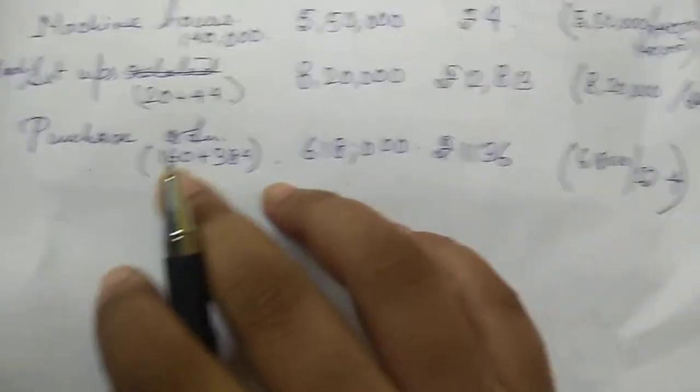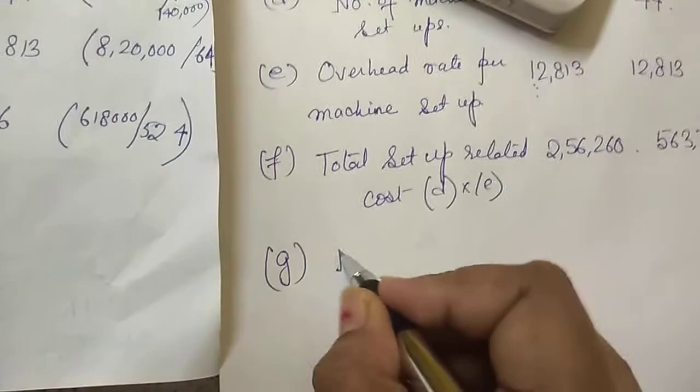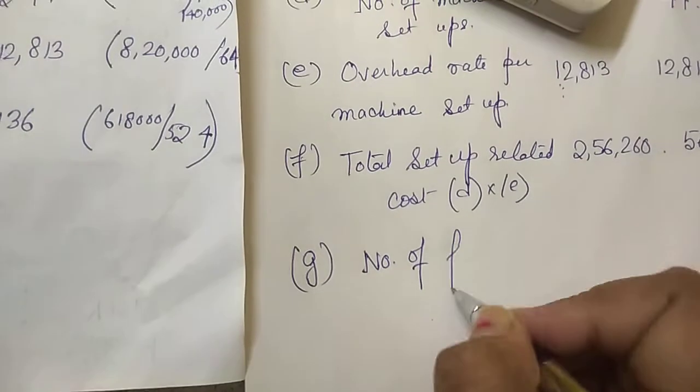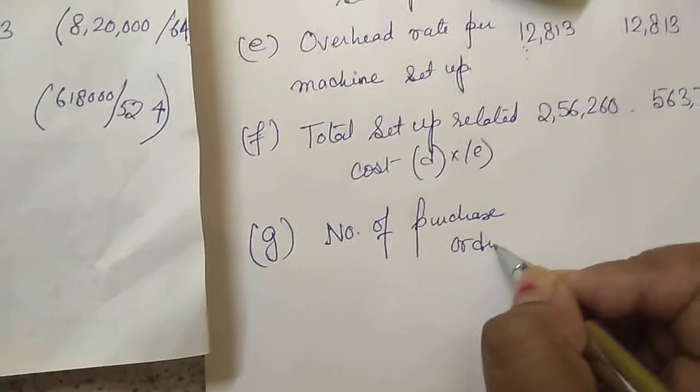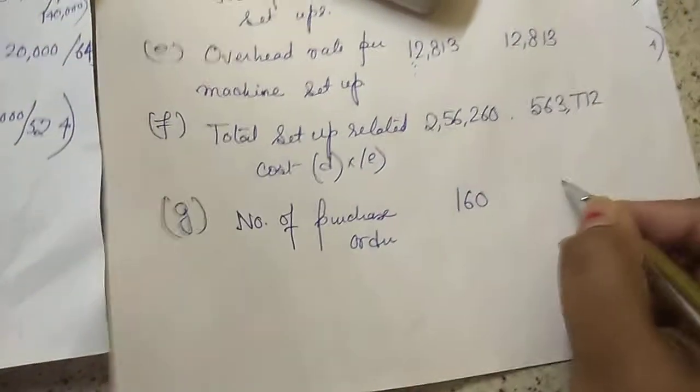Then after setup we have purchase order. So here we write the number of purchase orders. What is the total number of purchase orders? 160 and 384.